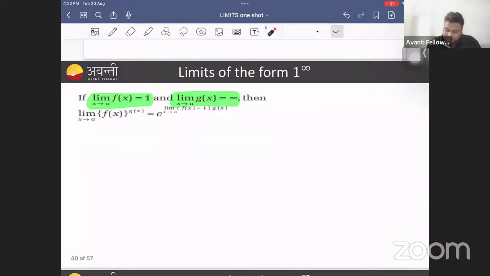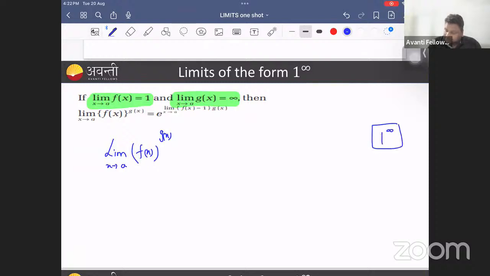Now, what I was saying, as x approaches a, f(x) is 1, and as x approaches a, g(x) is infinite. Now they're asking you for limit x approaches a, f(x) to the power g(x). Now, isn't it this form, 1 to the power infinite? Because as x approaches a, f(x) is getting 1, and g(x) is getting infinite. So this is what? 1 to the power infinite form.